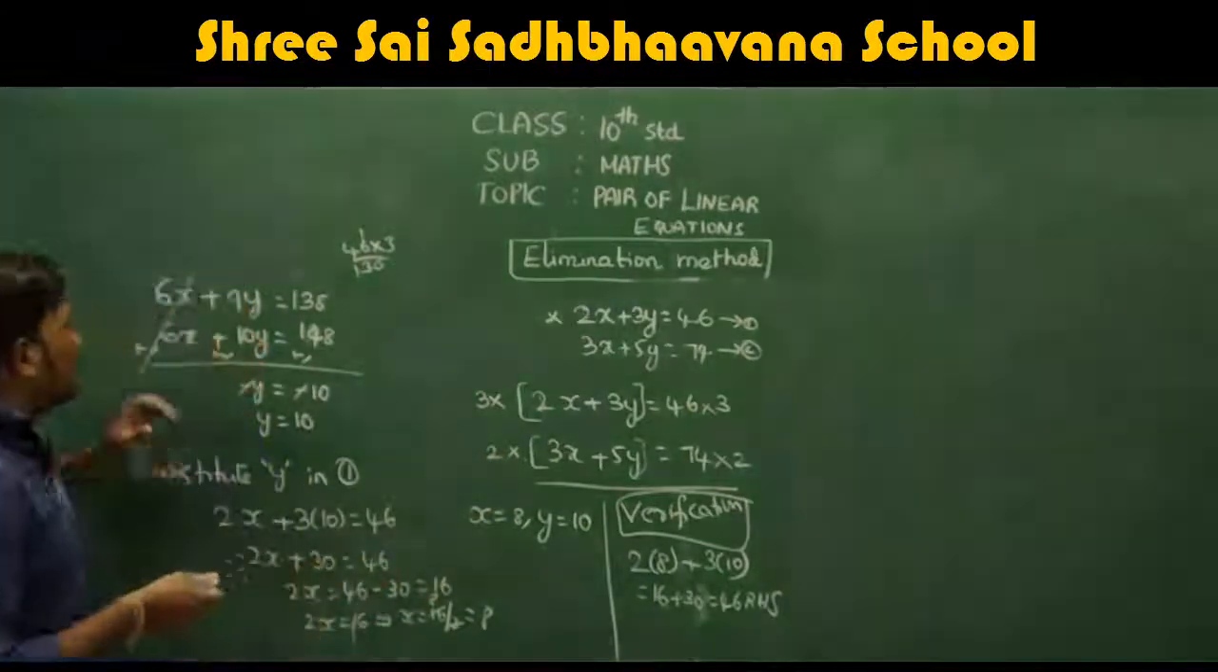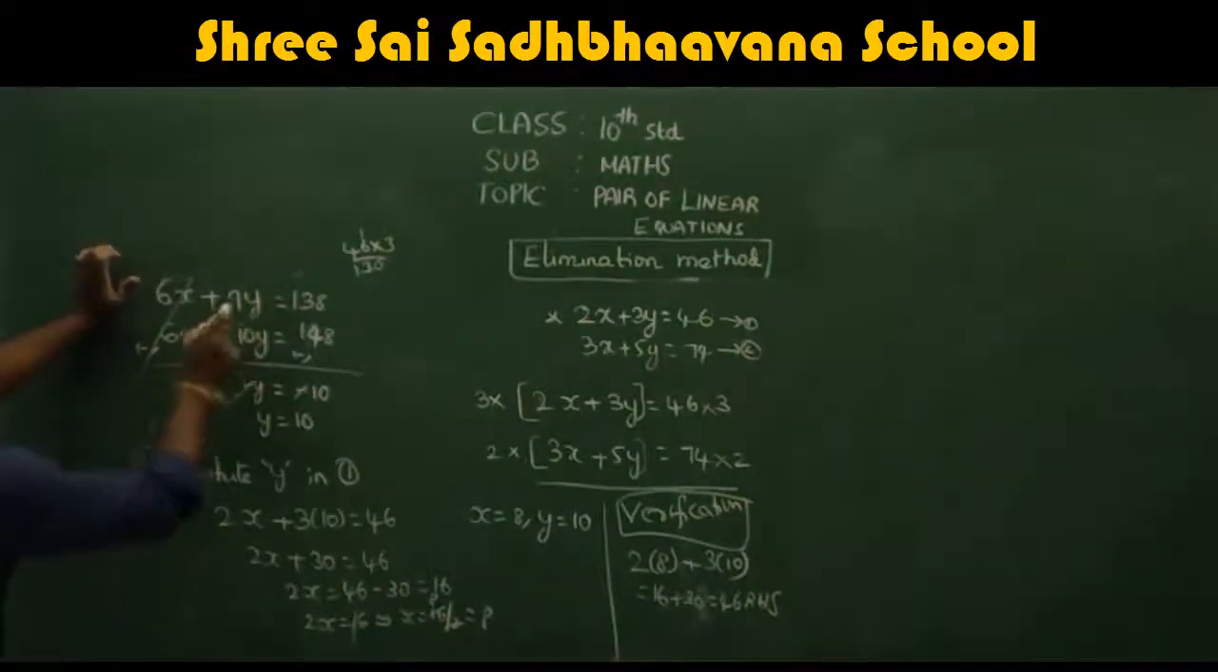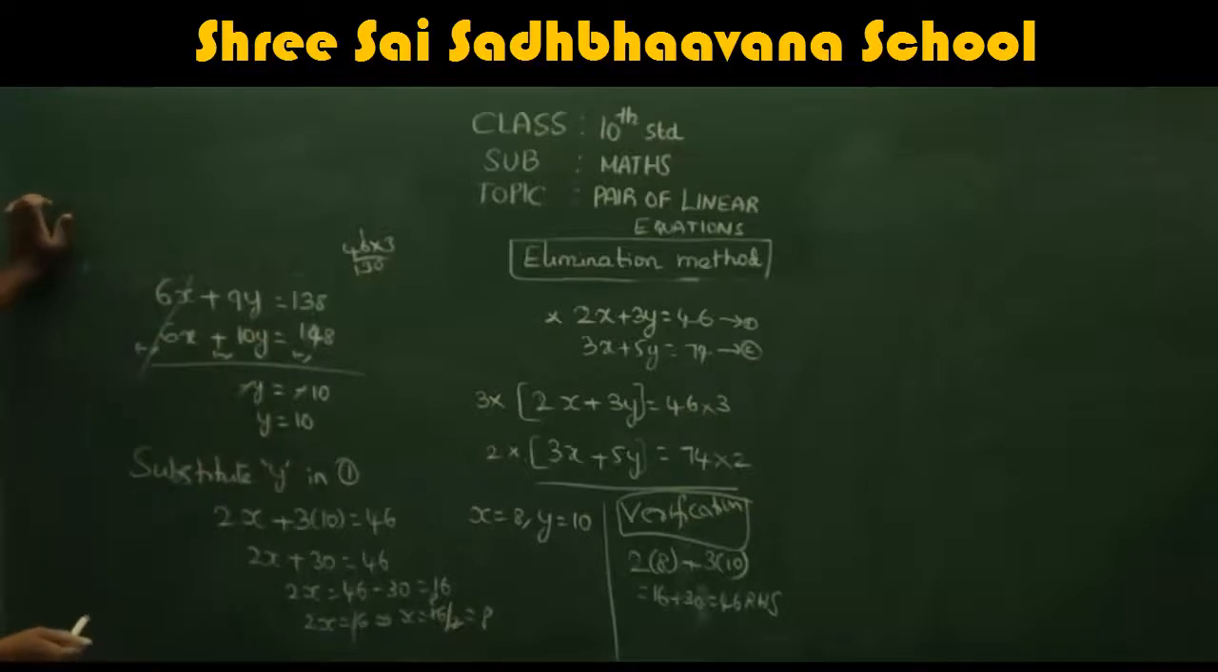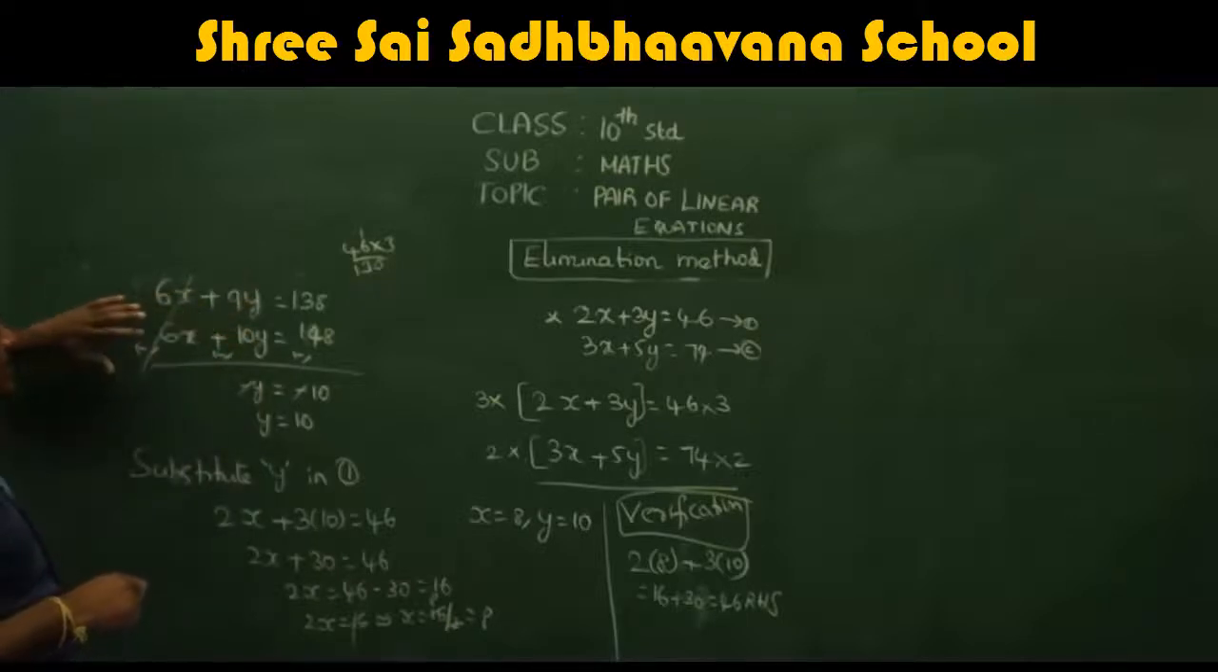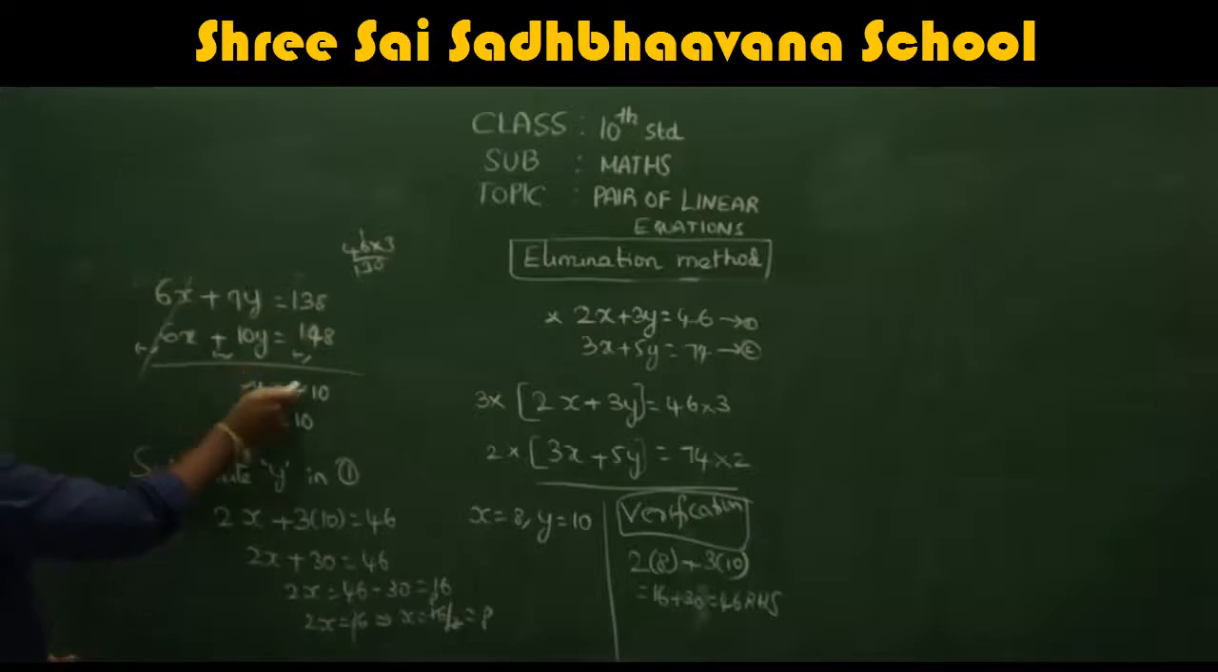So we multiplied. We got 6x plus 9y is equal to 138. Correct? And next is 6x plus 10y is equal to 148, and we subtracted. Whenever you subtract, the signs of the second one will change. Remember, second equation signs will change. So before plus, minus, before plus, minus, before plus, minus. So we will take the new sign. 6 minus 6 is 0. 9 minus 10 is minus y. Minus y is equal to minus 10. Both the sides negative sign is there. It will cancel and y is equal to 10.